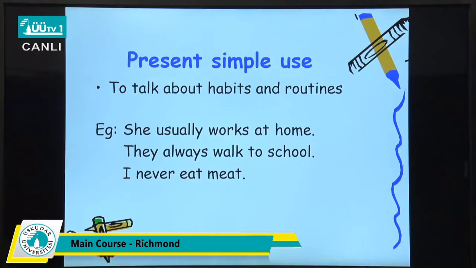So first let's talk about present simple tense. Where do we use this tense? We use this tense to talk about our habits, our routines. For example, she usually works at home. They always walk to school. I never eat meat. The last one is correct because I'm a vegetarian, so I never eat meat.